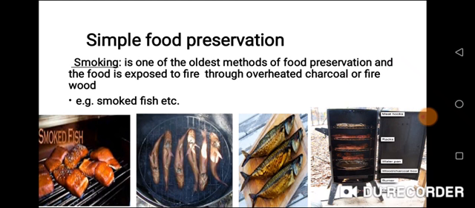Smoking is one of the oldest methods of food preservation, and the food is exposed to fire through overheated charcoal like this, or firewood. This place is charcoal and firewood. For example, smoked fish.